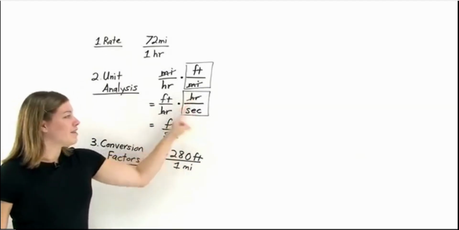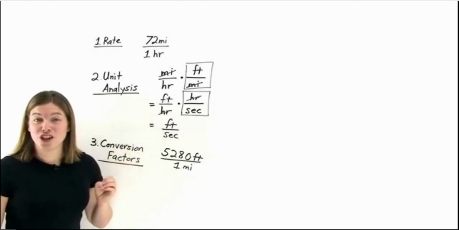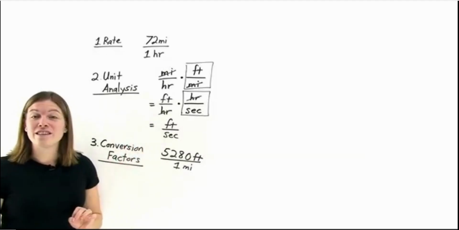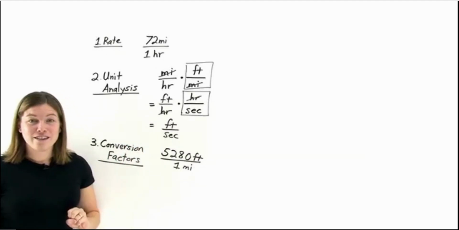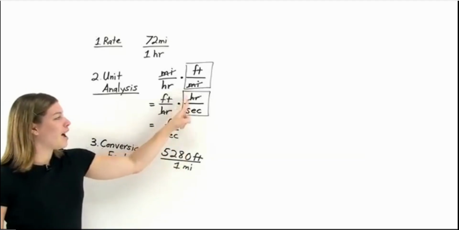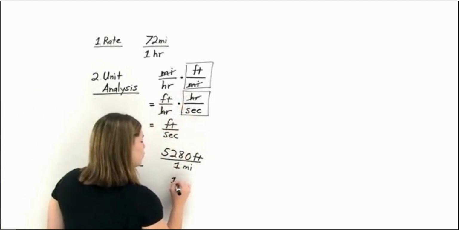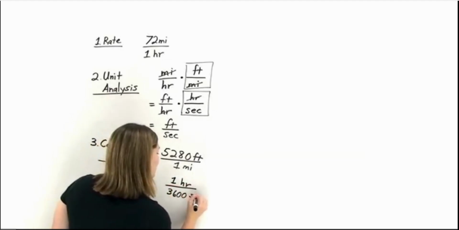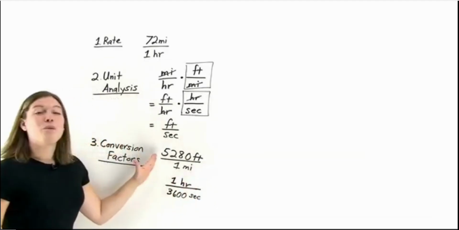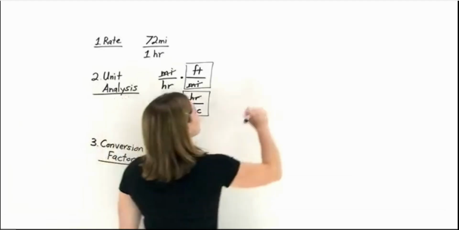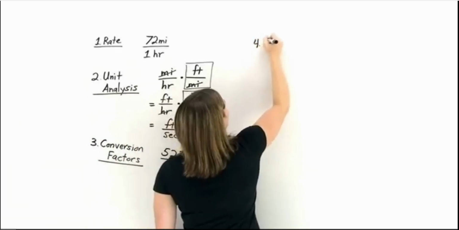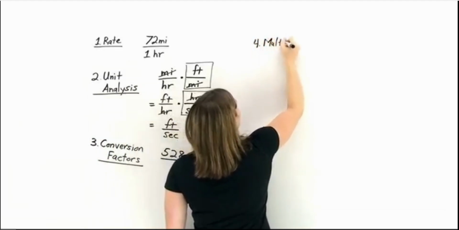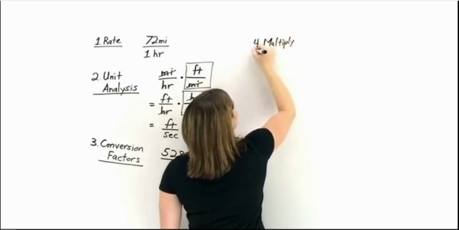Here, we need hours and seconds. So what's their relationship? Well, there's 3,600 seconds in 1 hour. And for this problem, we need to write it as hours over seconds. So we write 1 hour over 3,600 seconds. And now we have our two conversion factors. We need to take our original rate and multiply it by both of these conversion factors.